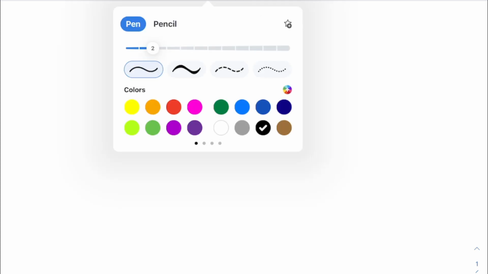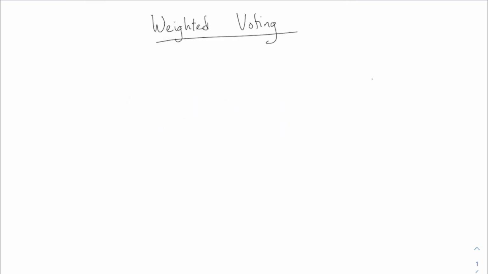Is this? I'm thickening it up. Is that better? I don't know.